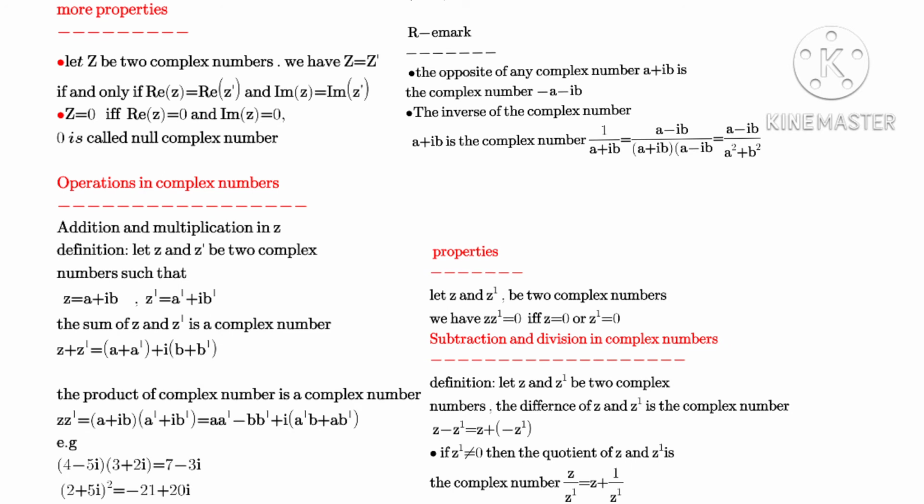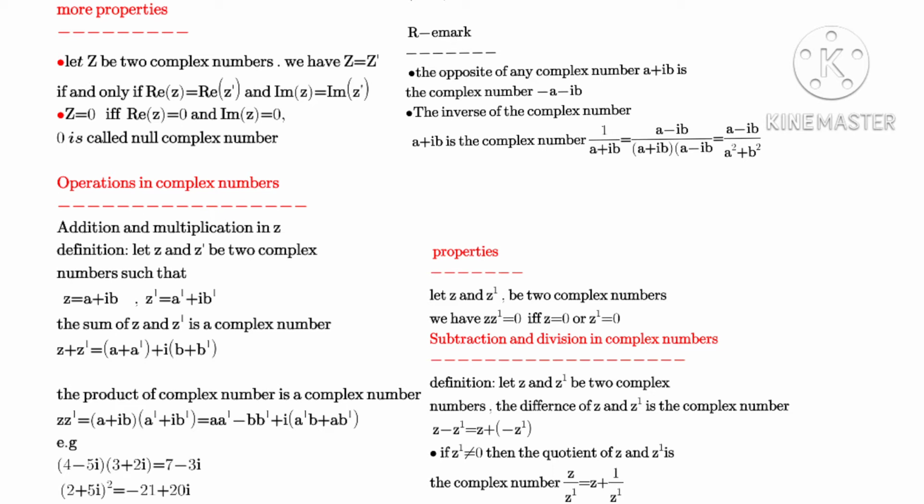Alright, so we move to more properties. Now let z and z prime be two complex numbers. Then z equals z prime if and only if the real part of z equals the real part of z prime, and the imaginary part of z is the same as the imaginary part of z prime. So z can only be equal to z prime if the real part of z equals the real part of z prime and the imaginary part of z equals the imaginary part of z prime.